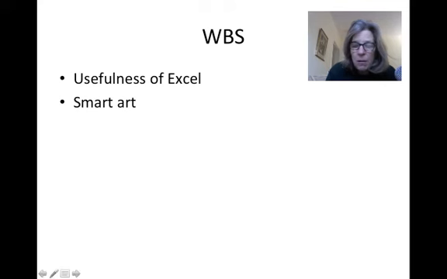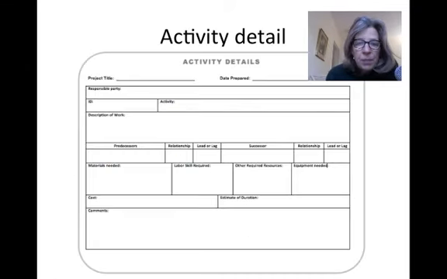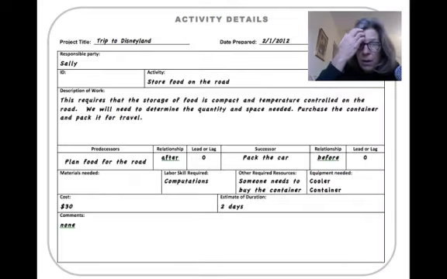I'm going to talk about what you do once you create a work breakdown structure. You develop an activity detail. And what that looks like is this is one example of the activity detail where you have all the information about the activity and actually fill it out and then someone can use it. So this is for the trip to Disneyland. This is store food in the car. That's the name of the activity.